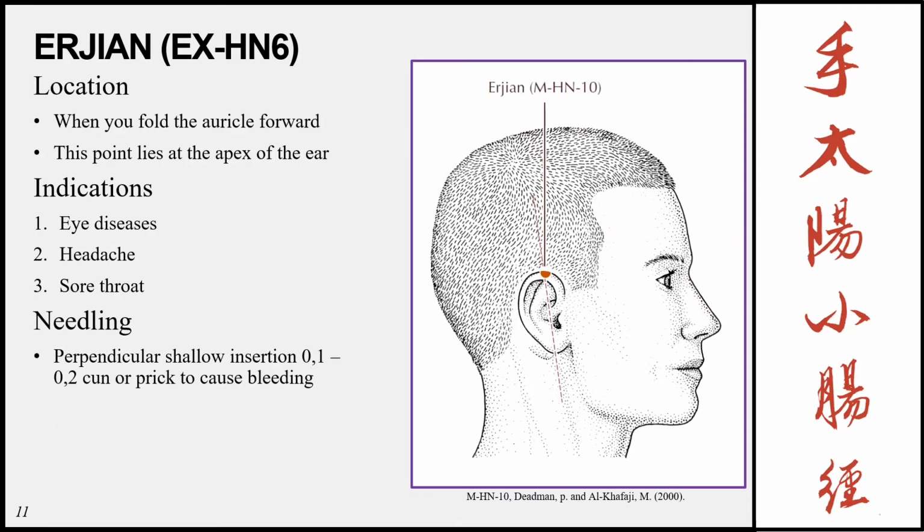The next point is Erjian, EX-HN6. This point is found on the ear. When you fold the auricle forward, this point lies at the apex of the ear. So it's over here. This point can be used for eye diseases, headache, or sore throats. Our insertion is perpendicular, shallow insertion, 0.1 to 0.2 Tsun, or you can prick this point to cause bleeding. And note here that the insertion must be very shallow as we're going into the ear here, and there's not a lot of flesh here to go into.